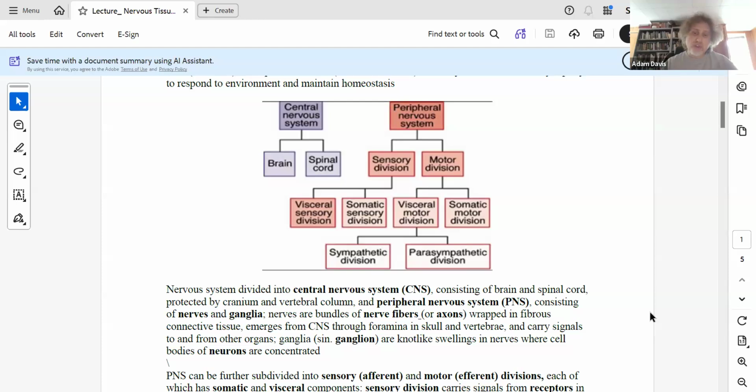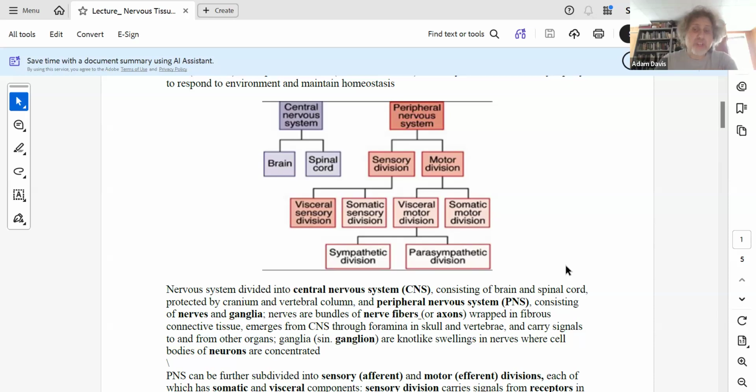Now, the visceral motor division, folks, is actually the busiest part of the entire nervous system. In fact, the visceral motor division has its own separate name. The visceral motor division, and I'm going to drop this name into the chat, is sometimes referred to as the autonomic nervous system, or ANS for short. Note it is autonomic, not automatic.